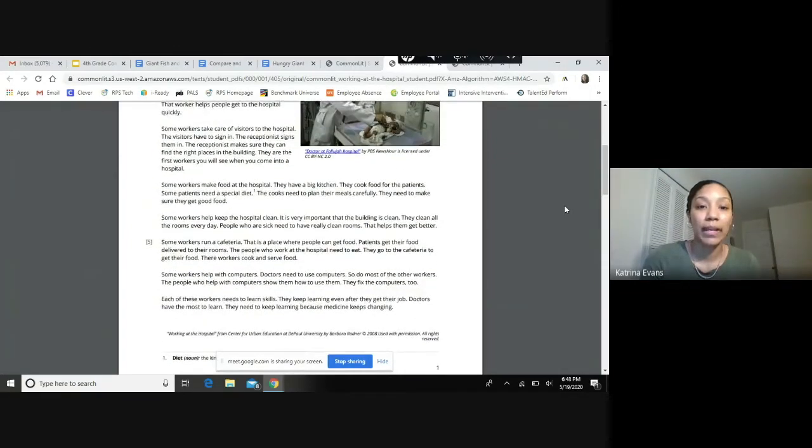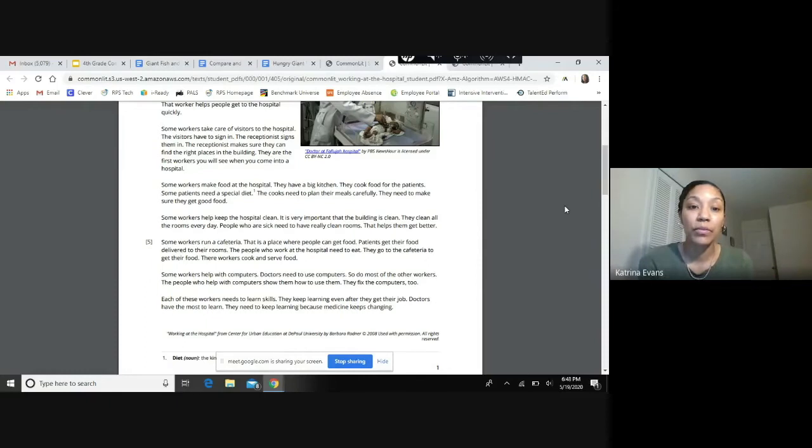Some workers take care of visitors to the hospital. The visitors have to sign in. The receptionist signs them in. The receptionist makes sure they can find the right places in the building. They are the first workers you will see when you come into a hospital.